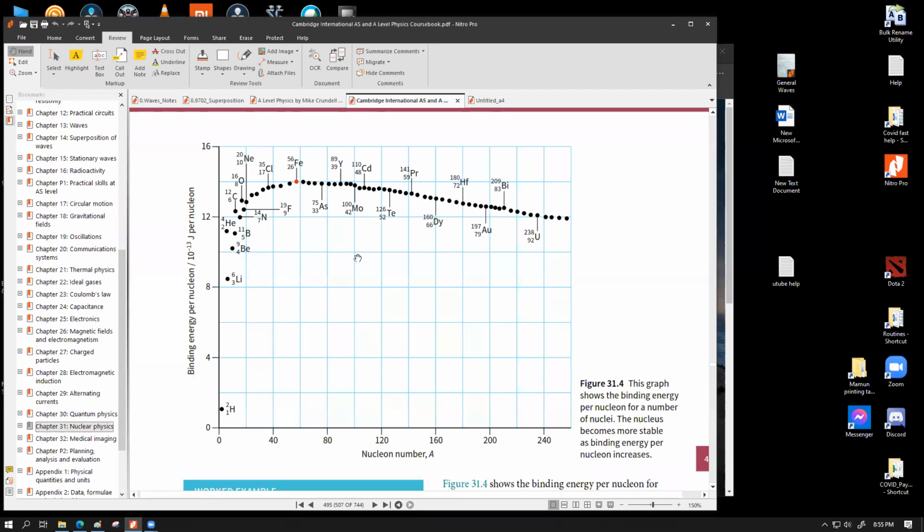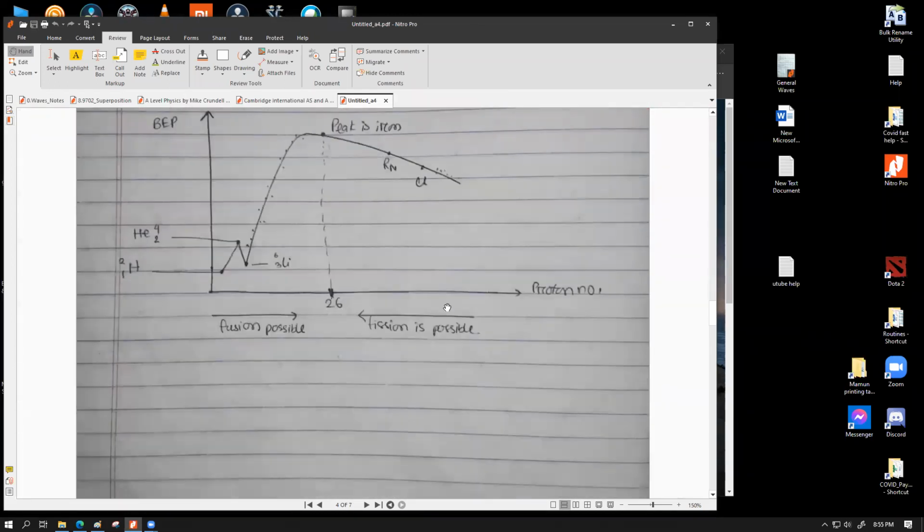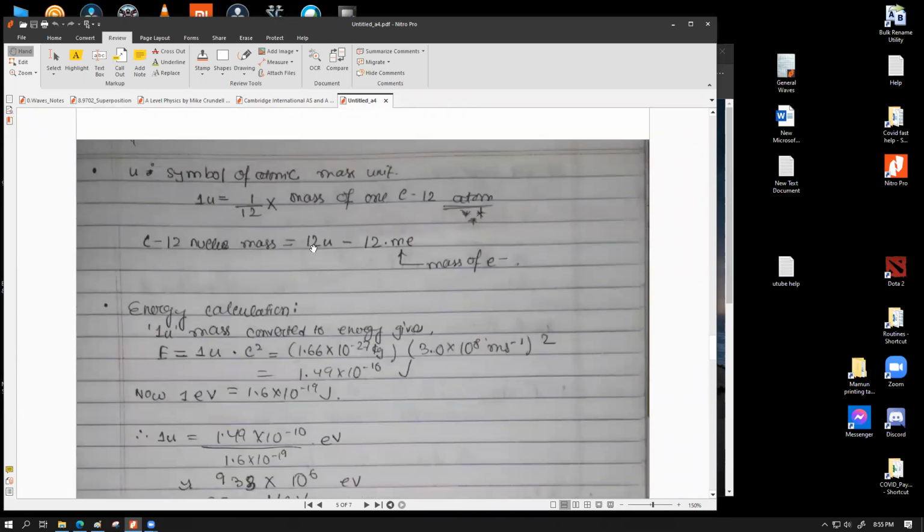So if I go back to the basic stuff that we have to deal with for our exam, here's the thing. We have some mathematical calculations coming up. We have some symbols that we have to work with. U is the symbol of atomic mass unit. 1U is 1/12 of mass of 1 carbon-12 atom.